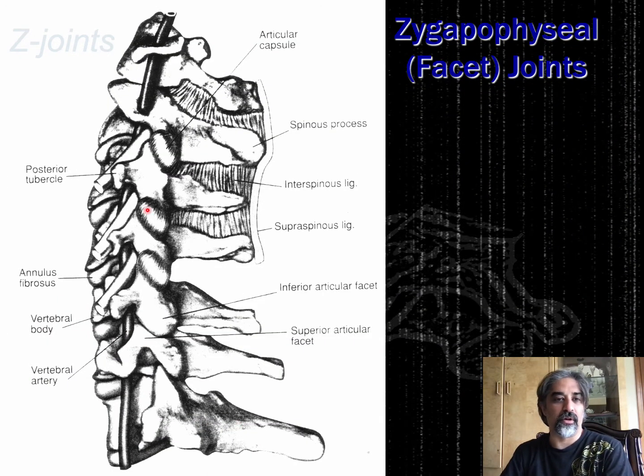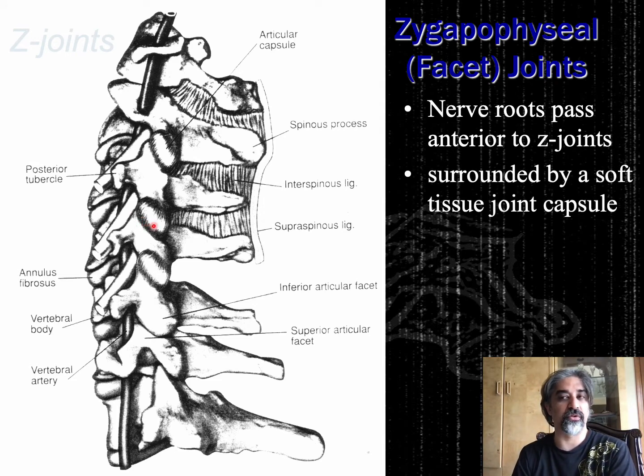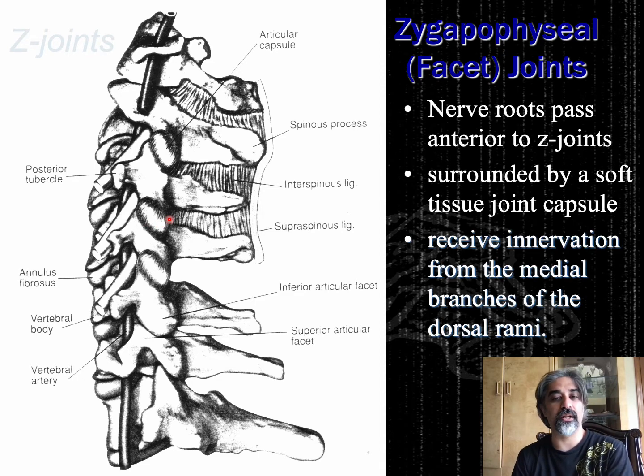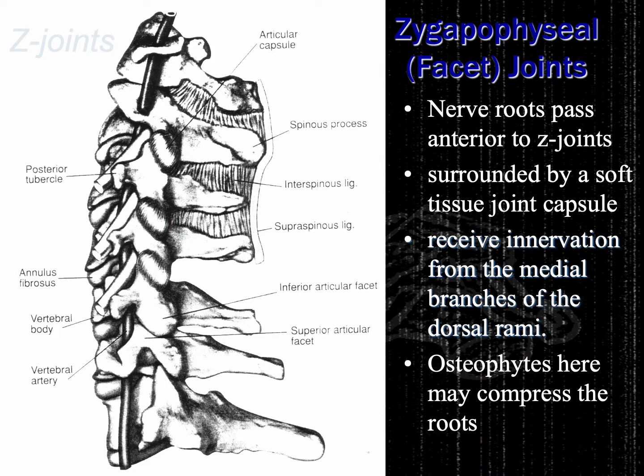So let's look a little bit more closely at the zygapophyseal joint or facet joint. Here we see it without its capsule, and then up here you see they've been encapsulated. So the first thing is that the nerve roots pass anteriorly. You can see them here. The nerve roots are passing anteriorly. And so what that means is that if there's any problem with the zygapophyseal joint or facet joint, then that could relate to a nerve root problem. They're surrounded by a soft tissue joint capsule, and they receive innervation from the medial branches of the dorsal rami. And as I said, osteophytes can compress nerve roots if they're there.